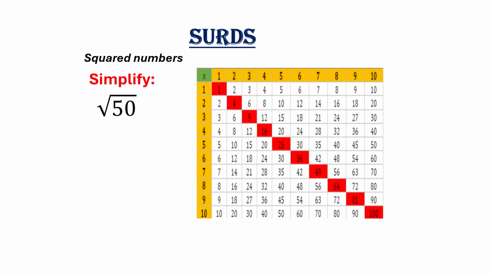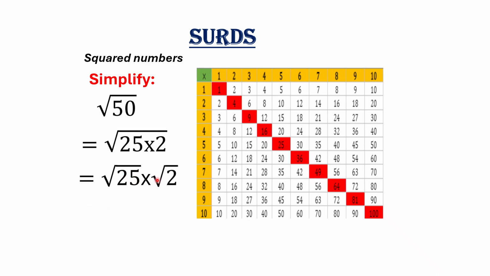this. Simplify root 50. So when you see the 50, you need to think of a squared number that goes into 50. We know 50 is 25 times 2. So 25 is a squared number. What's the square root of 25? It's 5. So instead of root 25, we write 5 outside, and then root 2 stays. So it's 25 times 2. Root 25 is 5. So it's 5 root 2. That's it. Now, let's look at another example.